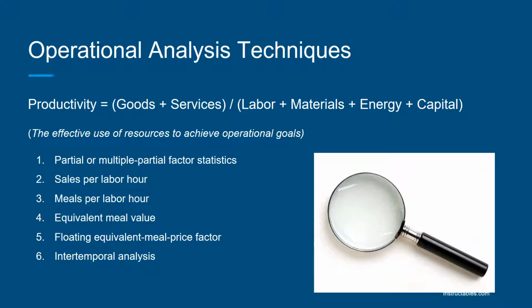The takeaway here is that very few operations are identical, so they require different methods of statistical and financial analysis. Furthermore, the measures chosen should not be trusted completely or blindly, recognizing that they all have drawbacks. These analyses can also be time-consuming, so financial tracking systems are highly recommended. Other common terms you may hear in regards to these analyses are equivalent meal value, floating equivalent meal price factor, and intertemporal analysis.